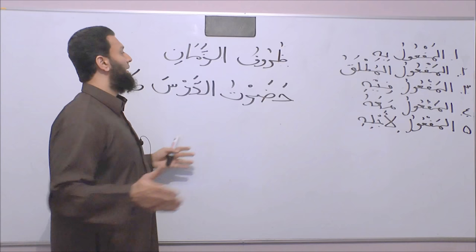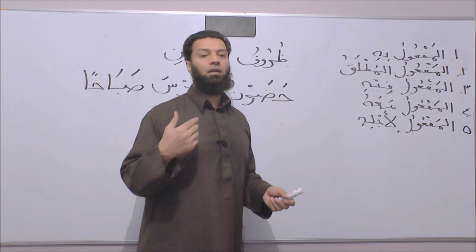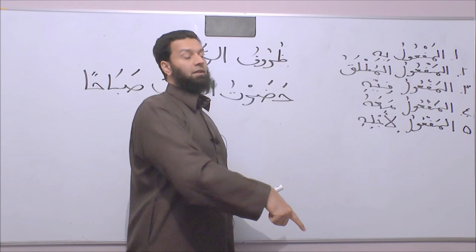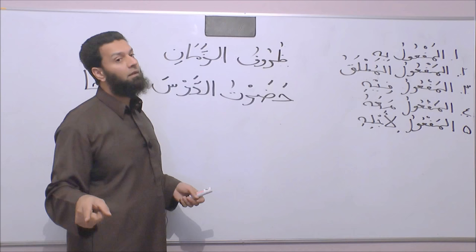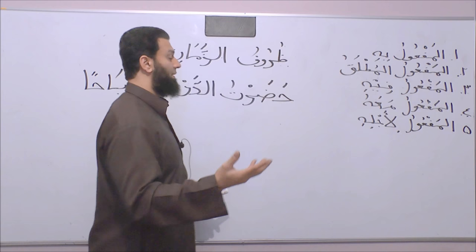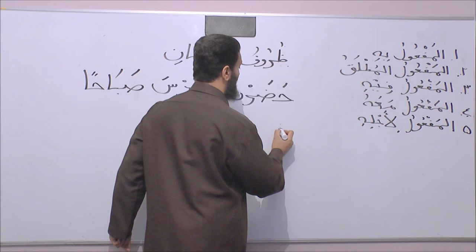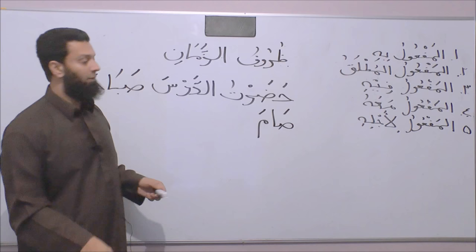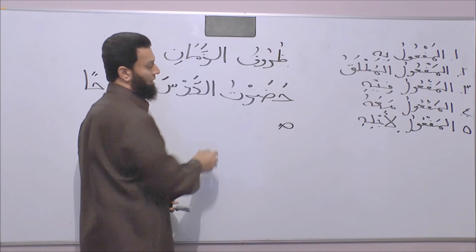So, we want to say: I fasted the month of Ramadan. So now, month of Ramadan is going to be an idafatun. Month of Ramadan. So, I fasted is? Sama is he fasted. We don't want to say he, we want to say I. So it becomes Suntu.